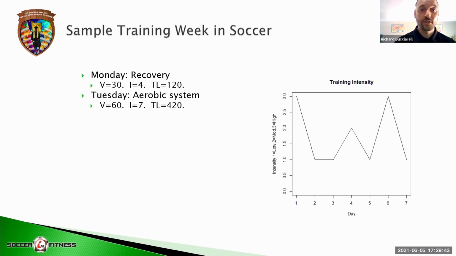Tuesday, we focused on training the aerobic system. The volume was 60 minutes. That's 1 hour of actual activity. The training was 90 minutes, but 1 hour of actual activity. The average intensity was 7 out of 10, and the training load was 420.